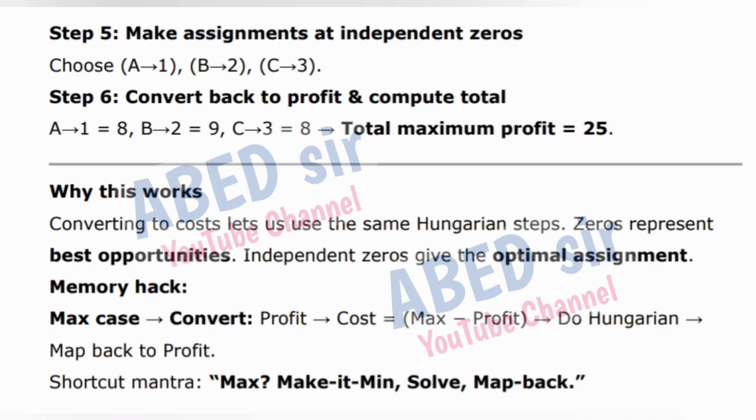Why this works? Converting to costs lets us use the same Hungarian steps. Zeros represent best opportunities. Independent zeros give the optimal assignment. Memory hack: in the max case, convert profit to cost by max profit minus profit, do Hungarian, map back to profit. Shortcut mantra: max, make it min, solve, map back.